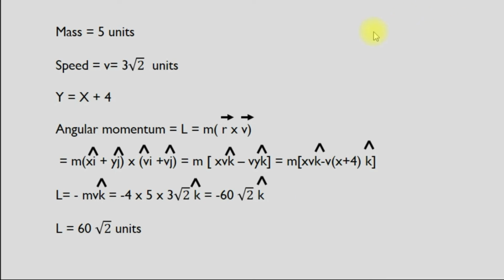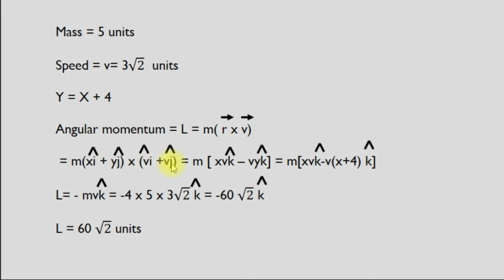So first we have to find the magnitude of angular momentum. Angular momentum is given as L is equal to m into r cross v. R vector is the position vector which is given in terms of x and y. So we can write r as x i cap plus y j cap. Since the position vector has the two components x and y, the velocity should also have the two components i and j. So here we have v i cap plus v j cap as the v vector.